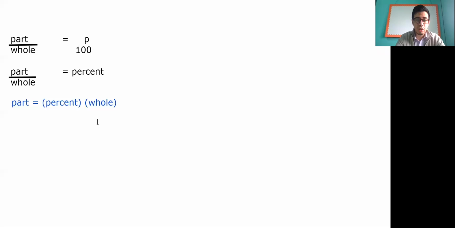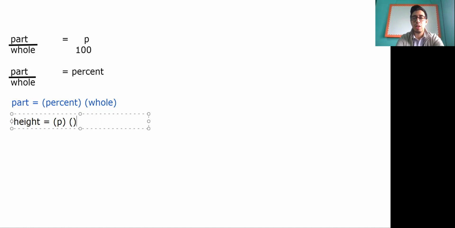Now I'm going to continue with this part. I have that the part is the height. You can see that the height is only 60, right? So it's one part. This is going to be equal to the percent multiplied by the whole. What is the percent I have in here? I don't know the percent. This is what I need to find. So I'm going to use one variable, p, for the percent.